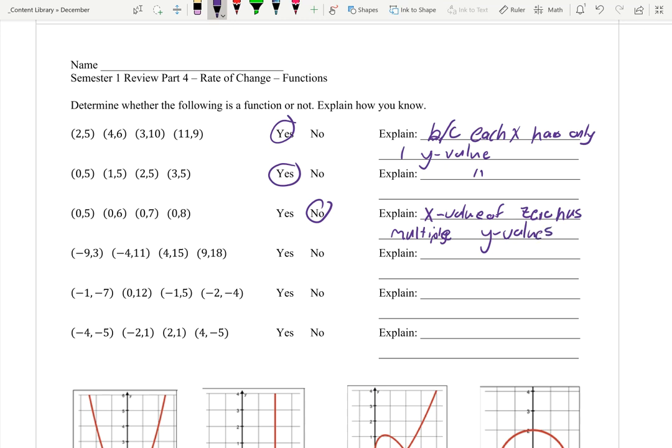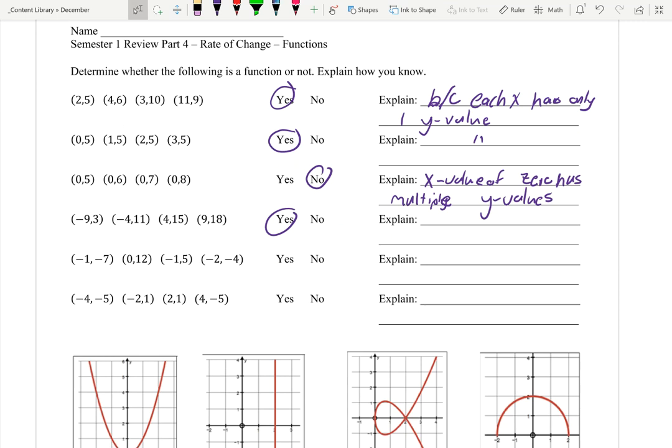Looking at the fourth example, negative 9 goes to 3, negative 4 goes to 11, 4 goes to 15, and 9 goes to 18. Again, what's a good giveaway is that we have all different x values. That's good news for us. That means it's a function, okay? So again, same reasoning as the first one, okay? You can just rewrite that if you want. Each x value has only one y value.